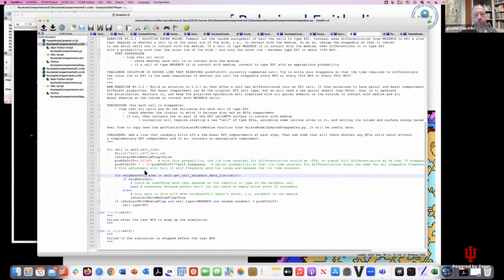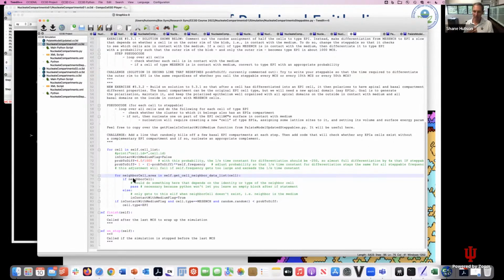All right. So in this case, we're going to use this list, self.getCellNeighborDataList. And what it's going to return is all the neighbors of the cell we're currently considering and the area of the contact between those two cells, right? It returns this tuple, and so we'll assign both of those into there. And so this if neighbor cell would let us do something based on the identity of the cell, but we're just going to pass because we're really just asking, is the cell in contact with the medium?